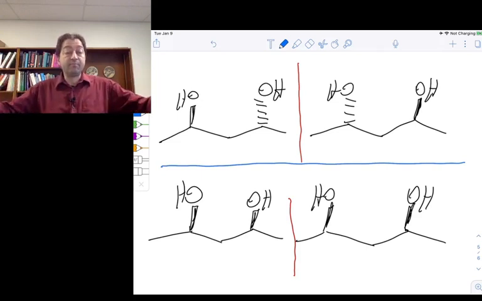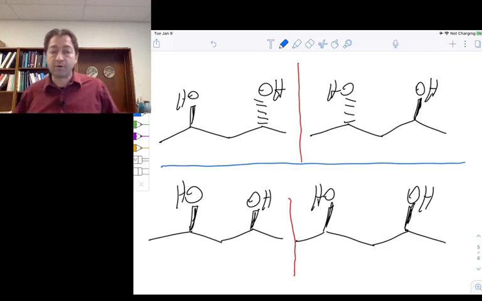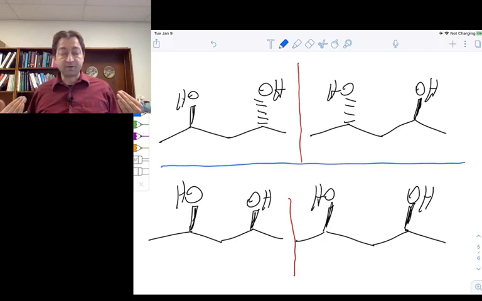And of course, above the blue line and below the blue line, those molecules are diastereoisomers with respect to each other. The only difference between those molecules is the configuration around a single carbon atom. Above the blue line, we've got one OH going back and one OH going forward. Below the blue line, both OHs are sticking out towards us on the screen.